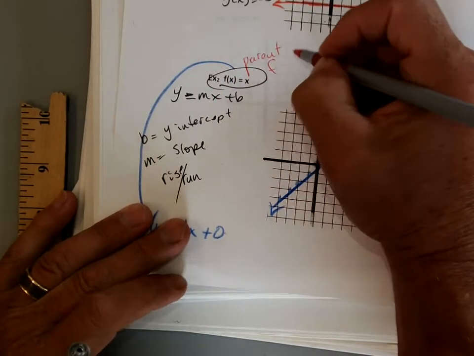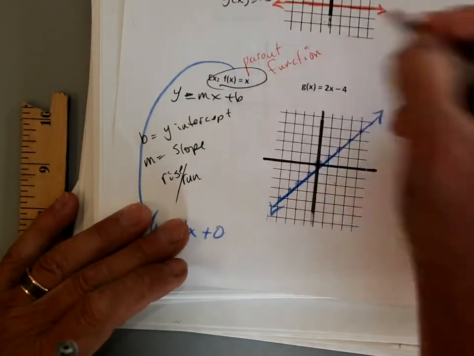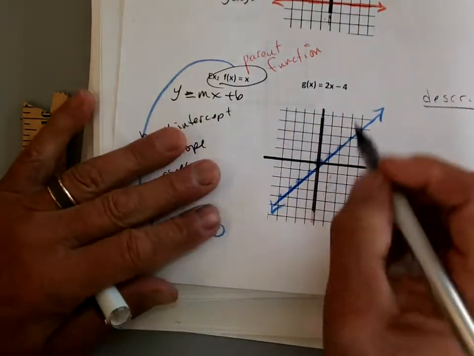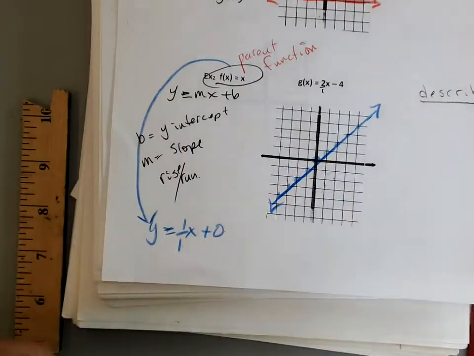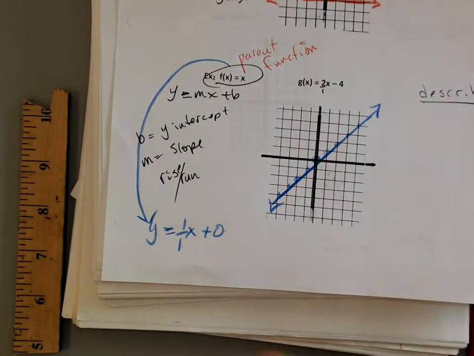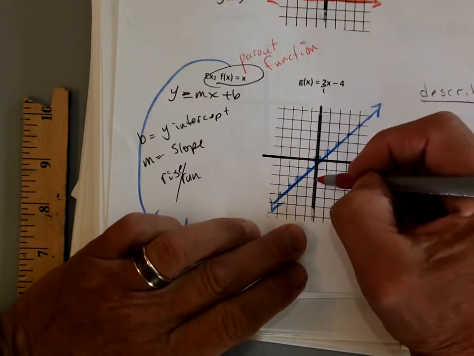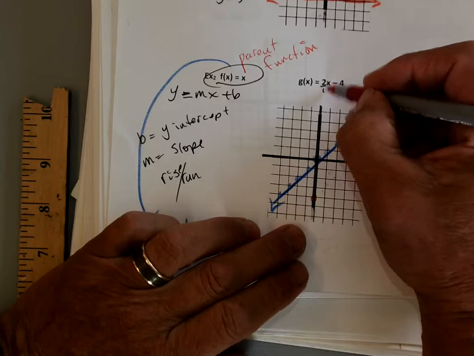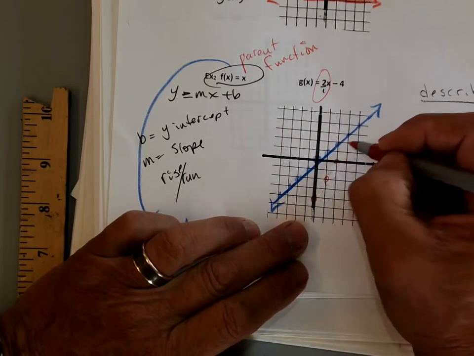Call it a parent function because it's the most basic. All right, so now if we're going to graph y equals 2x minus 4, let's make that a 2 over 1, and I'm going to do that in red, also a different color. I'm going to start at negative 4, because that's the y-intercept. I'm going to go 1, 2, 3, 4, and then go up 2 over 1, because the slope is up 2 over 1, up 2 over 1, up 2.